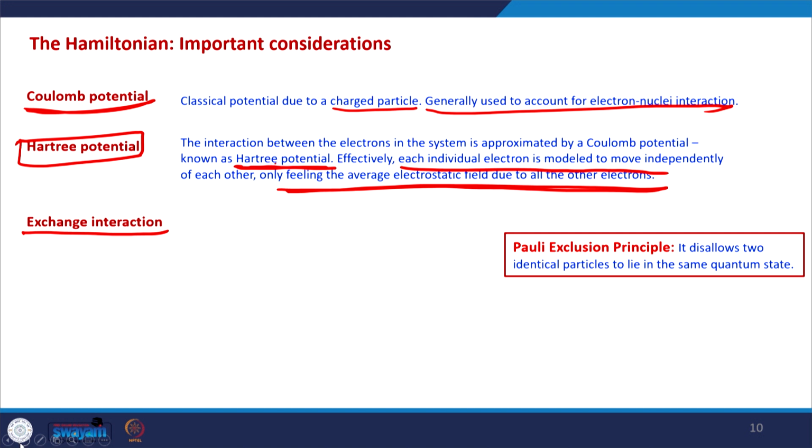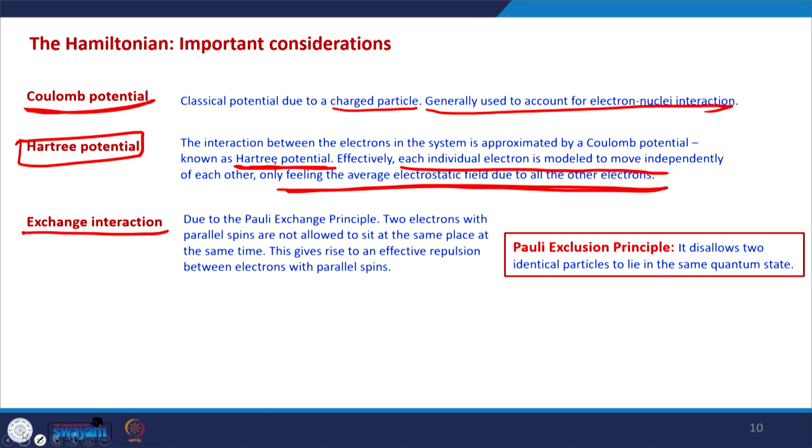Two electrons of opposite spin can occupy the same orbital, but two electrons of the same spin cannot occupy the same orbital, the same state. So the exchange interaction is essentially due to Pauli's exclusion principle. Two electrons with parallel spins, with identically oriented spins, are not allowed to sit at the same place. This in a way gives rise to an effective repulsion between the electrons of parallel spins.